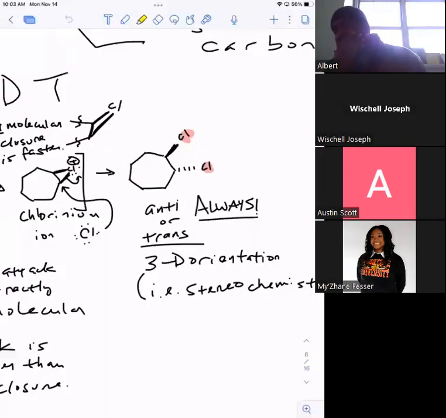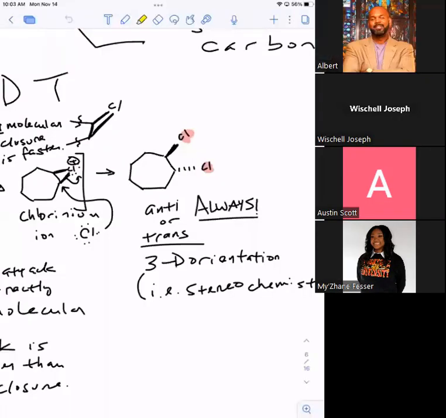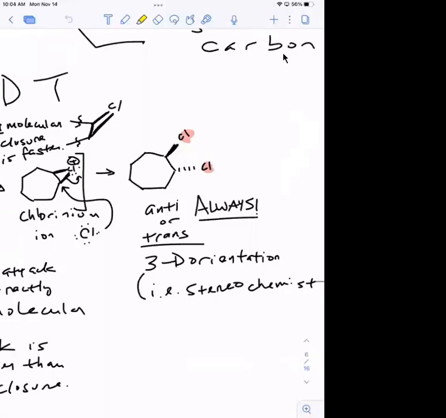is that the halogens are on opposite sides. So that's a key characteristic of that. And it is always the case. Regardless of if you're using chlorine, bromine, or iodine, it's always going to be the case. They never add to the same side because the atoms are just too bulky and they don't want to be right next door to one another like that.